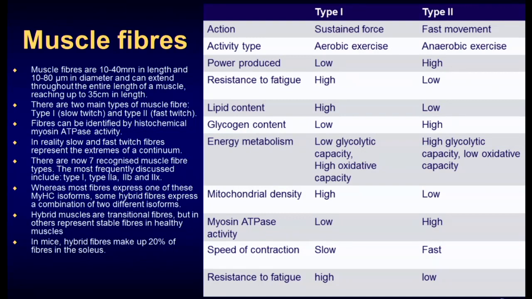There are two main muscle fiber types quoted, type 1, the slow-twitch fibers, and type 2, fast-twitch fibers. And they really are defined by the myosin ATPase activity seen within the muscles. Although people do quote the fact that there's two types of muscle fibers, in reality they're actually the extremes of a continuum. And there are 7 recognized muscle fiber types now present. And there's some evidence to suggest that you can change the balance between fiber types in your body by training your muscles.